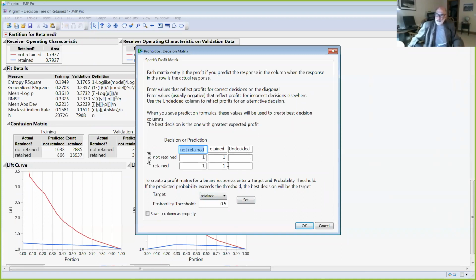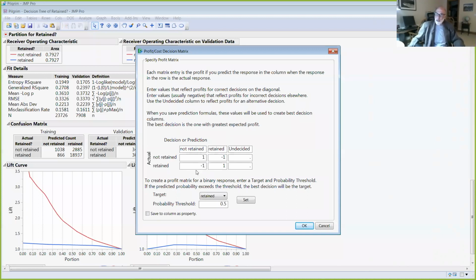But the matrix actually allows you to assign benefits and costs or profits for each set of decisions: correct decisions, not retained and retained, not retained and not retained, retained and retained. And the off diagonals, these are where you would put your costs in here. And usually you've got negatives on the off diagonal and positives on the diagonal. So if your model makes good predictions, right predictions, there's something good that happens. And when it makes errors, something bad happens.